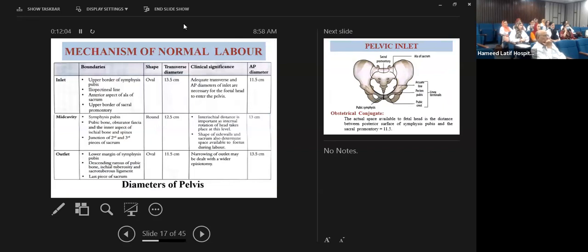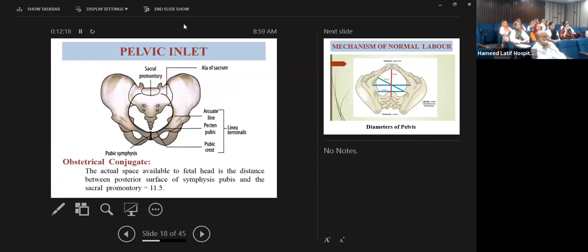Now, before we start the mechanism of normal labor, we should know some of the boundaries of the pelvic inlet and outlet, and the diameters of the pelvic inlet and outlet, that help us to understand how the mechanism works. The pelvic inlet is formed by the upper border of the pubic symphysis.